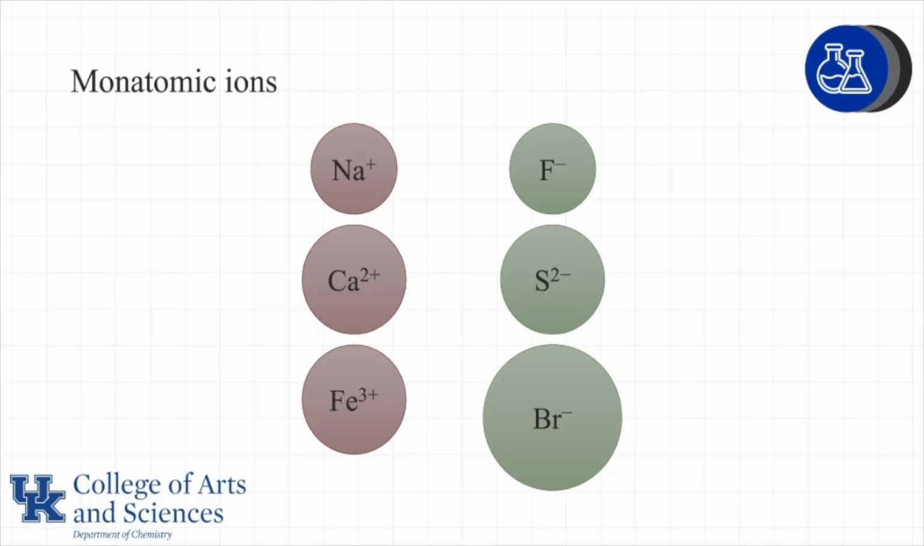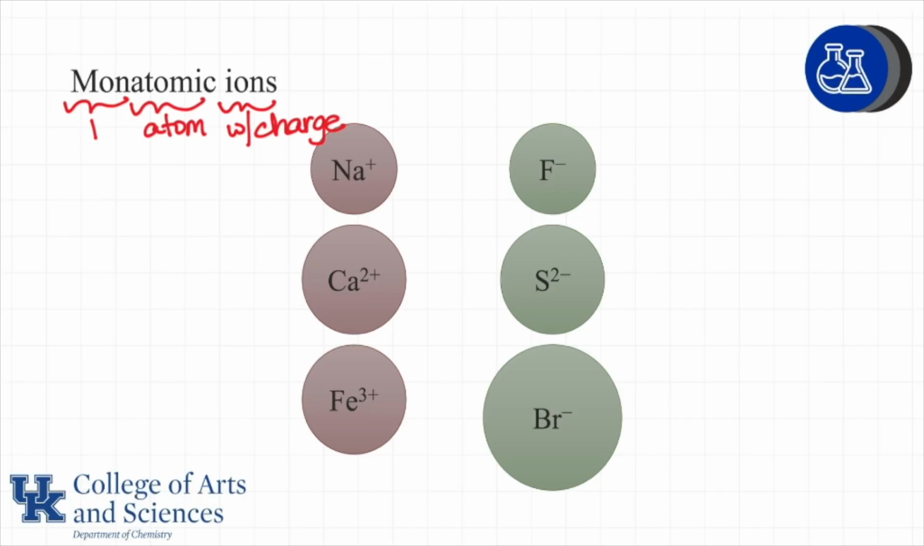First, we'll look at monatomic ions. In a later lesson, we'll look at something called polyatomic ions. But let's break down this term. Mono means one, atomic means atom, and ion means it has a charge. So these are single atoms that form an ion. We see both cations with a positive charge and anions with a negative charge.